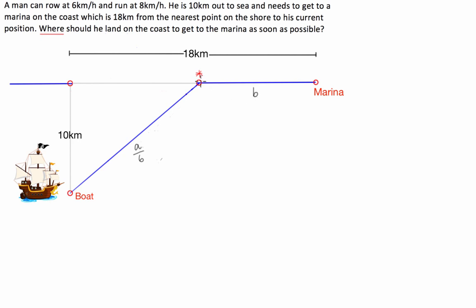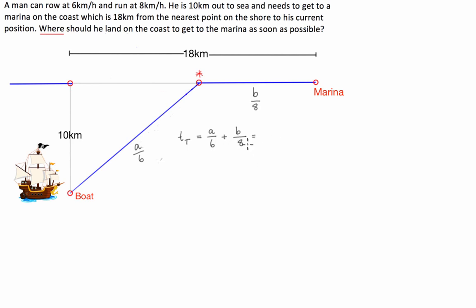Similarly, for the running part on the shore, he's going at 8 kilometers an hour. The distance is B kilometers. So we're going to just go B divided by 8. Now we can set up a full problem and say the time in total that we're going to spend getting from the boat to the marina is equal to however long the first part of the journey is, A, divided by the speed he takes through that part of the journey, plus however long the second part of the journey is, B, divided by the speed he carries through the second part of his journey.